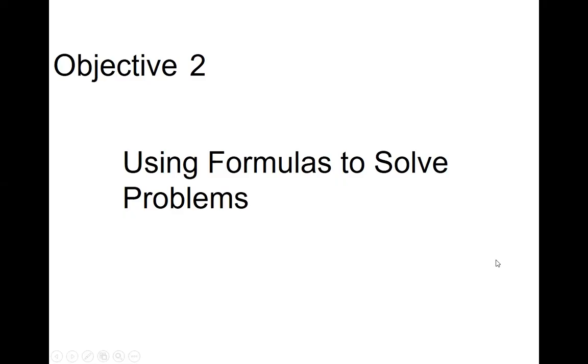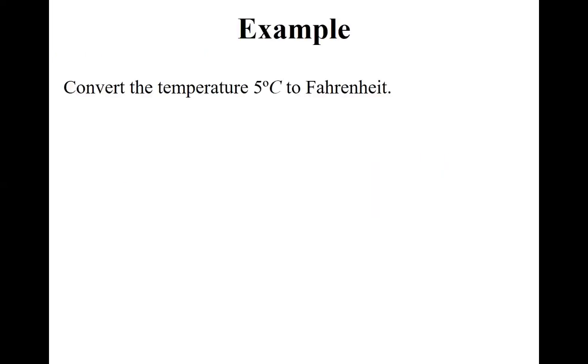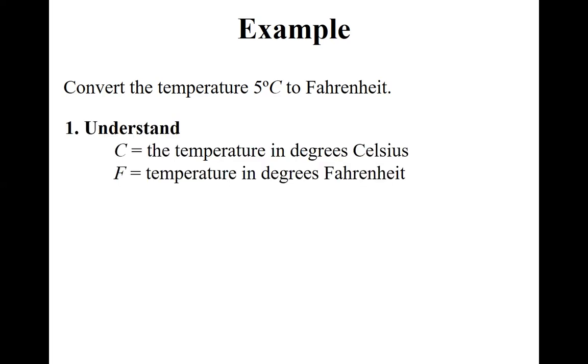The second objective in this topic is using formulas to solve problems. So let's convert the temperature 5 degrees Celsius to Fahrenheit. Well, in order to do that, we need to understand that we're going to have some temperature in degrees Celsius. We're going to have some temperature in degrees Fahrenheit. We'll call the Celsius temperature C. We'll call the Fahrenheit temperature F.